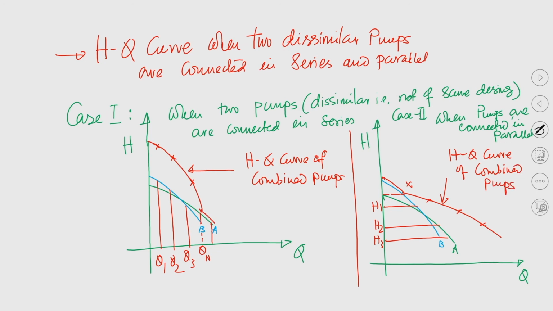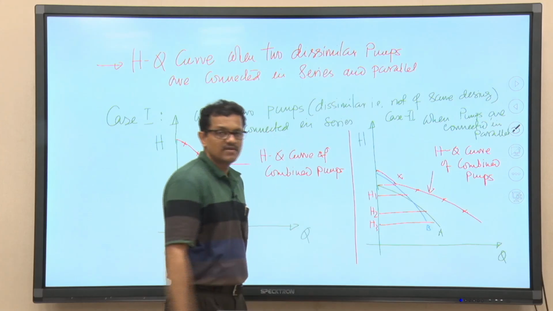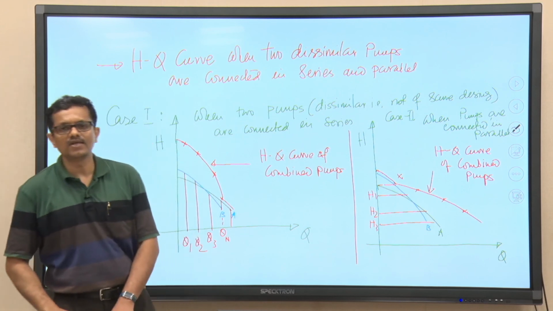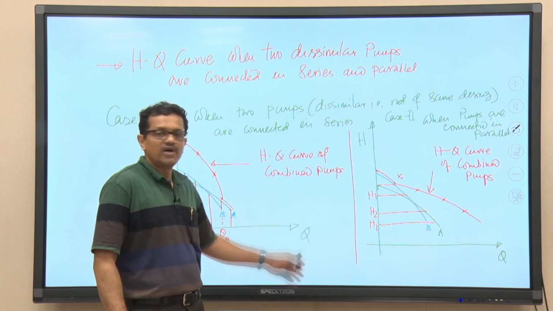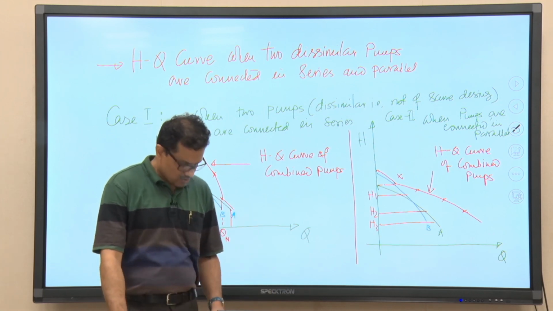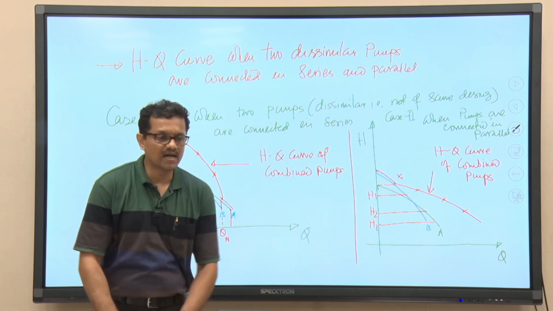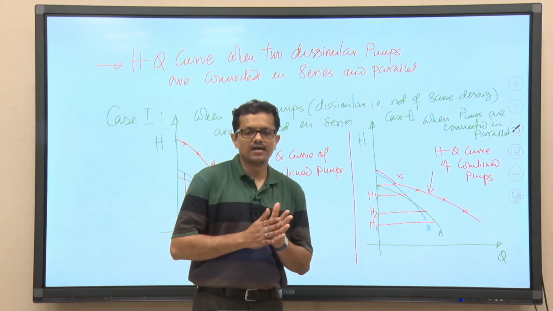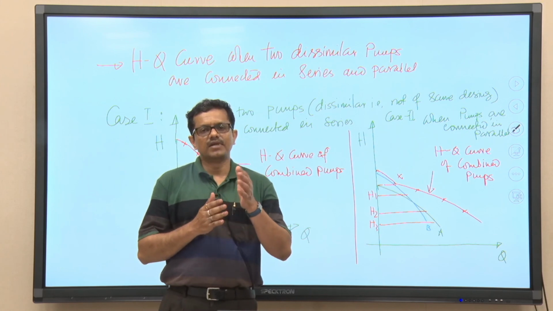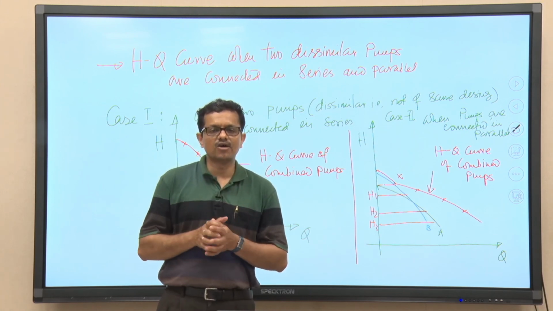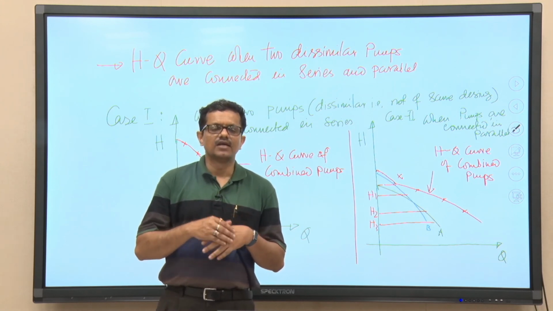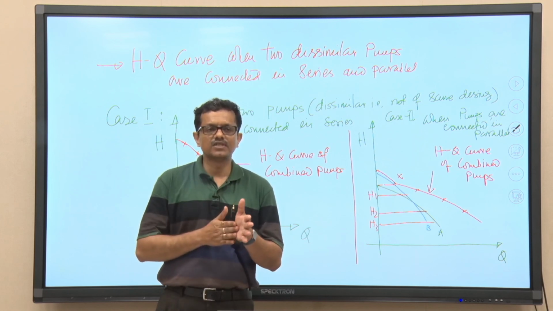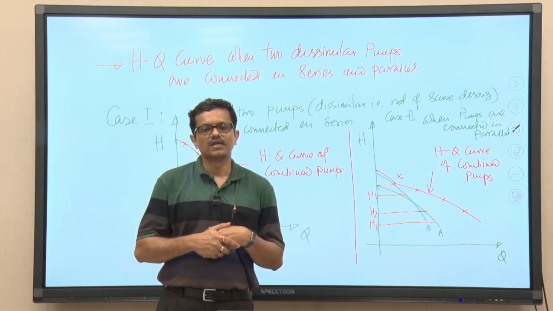Okay. So, I hope I have been able to explain what will be the characteristic of the H-Q curve when two dissimilar pumps are connected in series and parallel, and that is what we have tried to explain graphically. So, basically if we try to summarize today what we have done, we have tried to understand that if we try to calculate the operating point when a particular pump is running at a speed which is different from the rated speed.